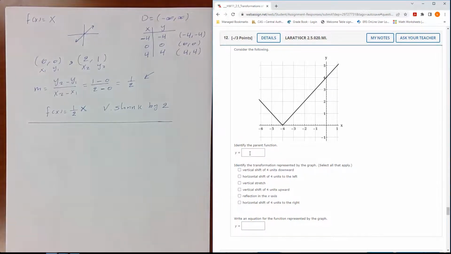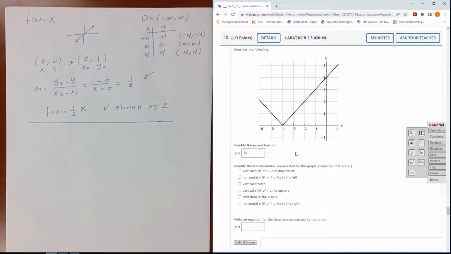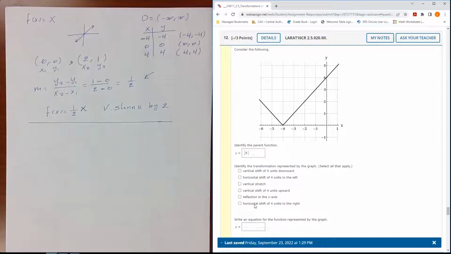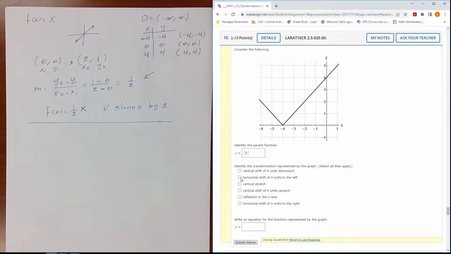The parent function is the absolute value of x. You're going to go to the functions, and here's the x. That's it. And let's check what happened to the graph. The basic function here is shifted to the left 4 units. That's not a vertical shift, it's a horizontal shift: 4 units to the right, horizontal shift 4 units to the left.